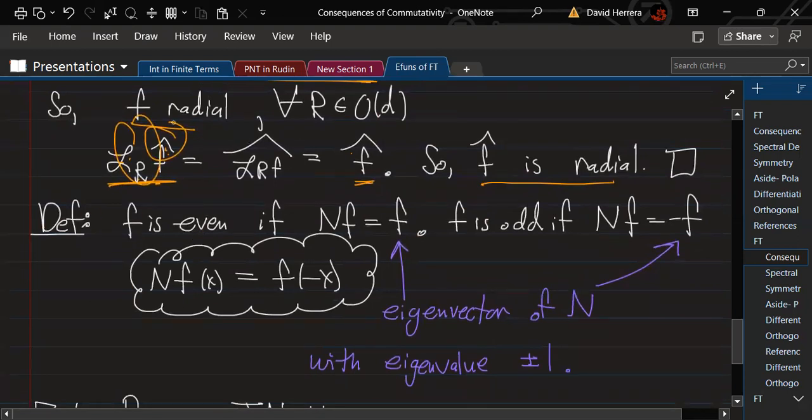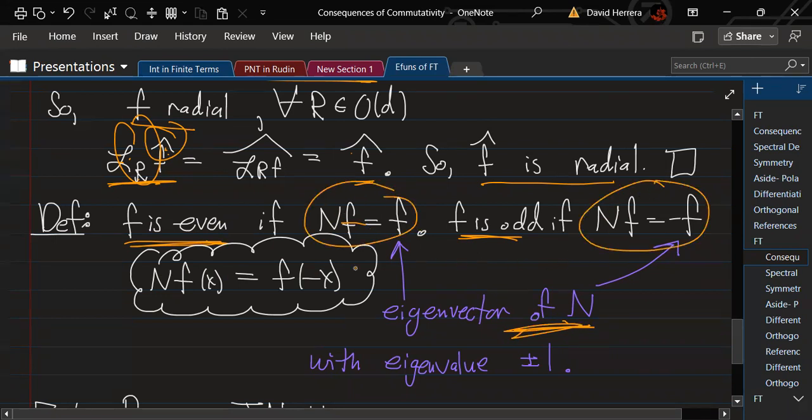Now we're going to do it for n. We did it for L_R, we're going to do it for n. If f is even, that's the same thing as nf being f. So nf, remember, is the operator that takes negative x. So if f is even, that means it doesn't care about the sign. So nf is going to be f. That's the same thing as being even. Odd is the same thing as, well, the negative sign really does matter, and it makes the whole function negative. So nf is negative f. So you took the idea of even and odd, and you expressed them as eigenvectors, or eigenfunctions, of n. So this is eigenvalue 1, and this is eigenvalue negative 1.